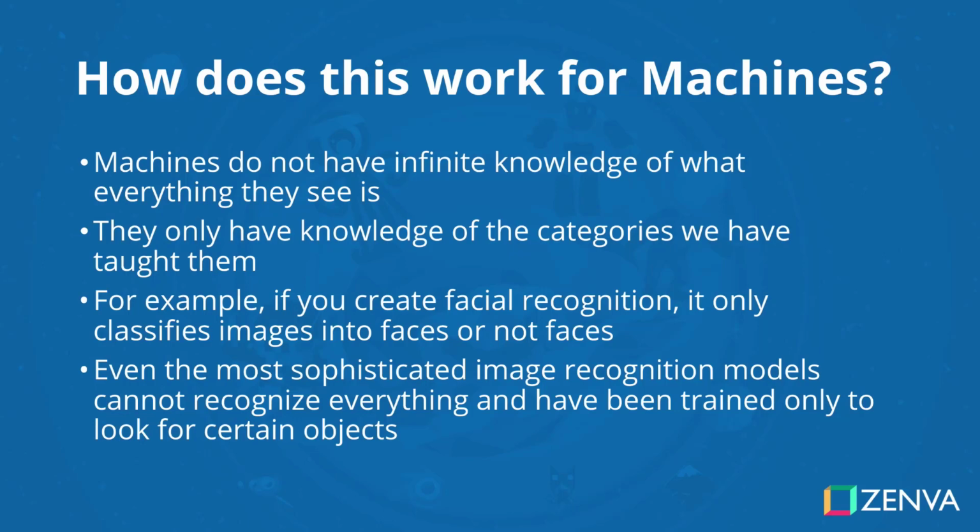Okay, so that's a very important takeaway, is that if we want a model to recognize something, we have to program it to recognize that, okay? Otherwise, it may classify something into some other category or just ignore it completely.